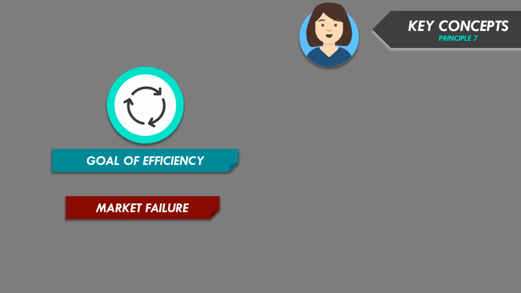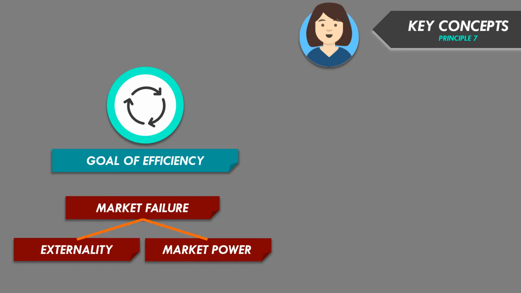There are two possible reasons for market failure. First is externality. It is the impact of one person's actions on the well-being of a bystander. An example is pollution. Factory owners may not consider the cost that pollution imposes on others, and the market may fail to take this cost into account. Second is market power.